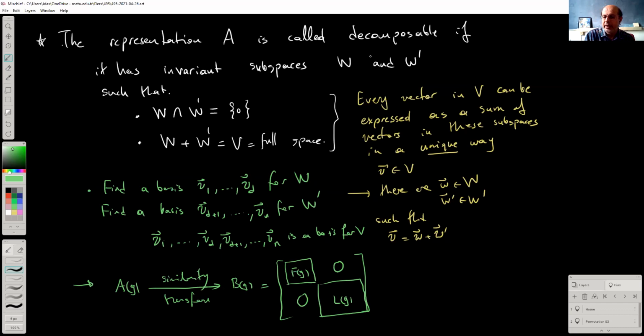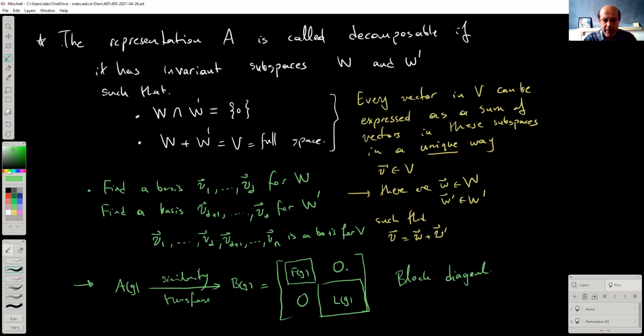But basically, if a representation is decomposable, then we don't need just a single invariant subspace, but we have 2 invariant subspaces. In that case, by a suitable choice of the basis, I can bring the representation matrices into this block diagonal form. So that's called the block diagonal.